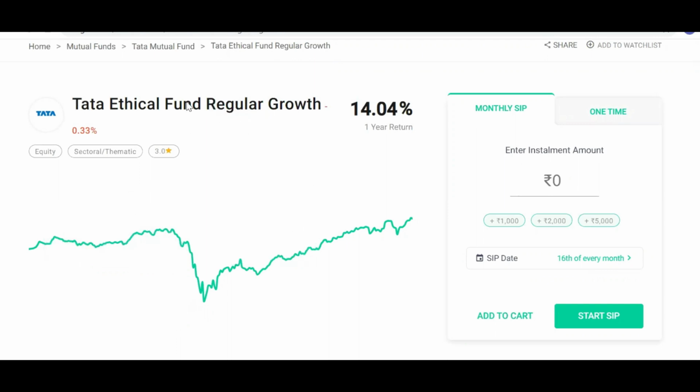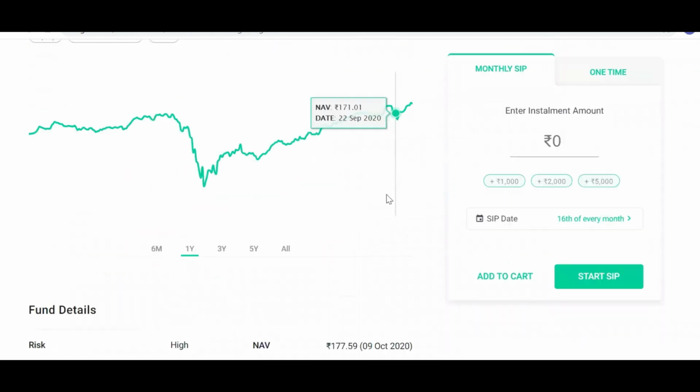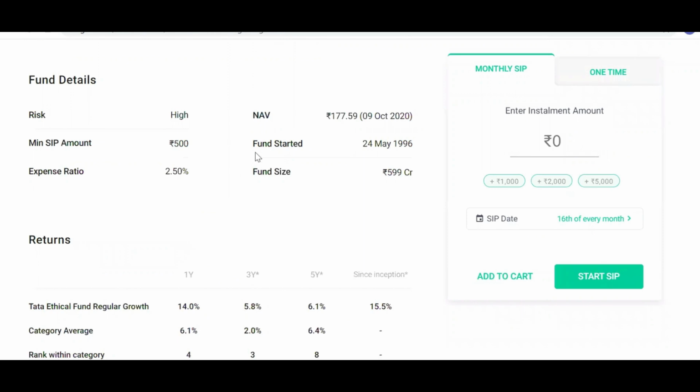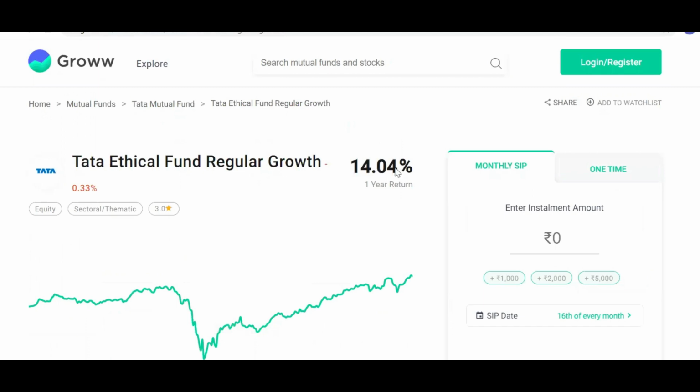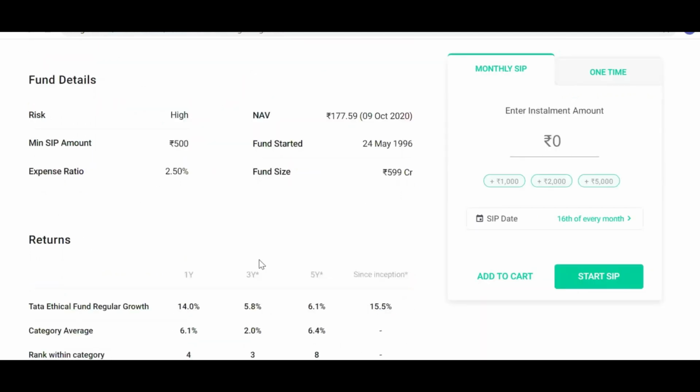So the first one is the Tata Ethical Fund, and the past 1 year return has been 14%. Okay, and all the funds in a Sharia based index are high risk, because based on the screening we have to remove so many companies, and this becomes more of a thematic fund, and all thematic funds are identified as high risk funds. Okay, so this fund was started in 1996, and fund size is 599 crores. And if you look at the percentage of returns in one year, it's 14%.